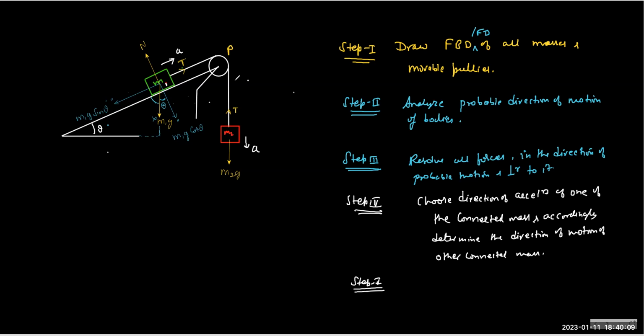So choose the direction of acceleration of one of the connected masses and accordingly determine the direction of motion of the other connected mass. You can call this the constraint motion case. But even in the case of a spring, at least you can decide how it will move, since from the situation it is obvious. What is step 5? Step 5 is crucial. Here we talk about the constraint mass.